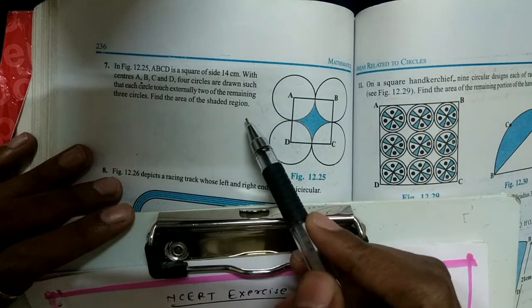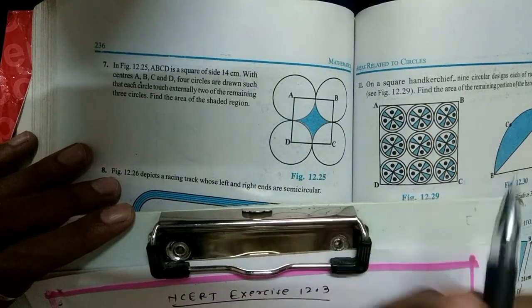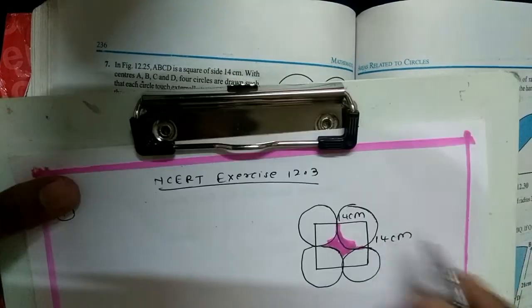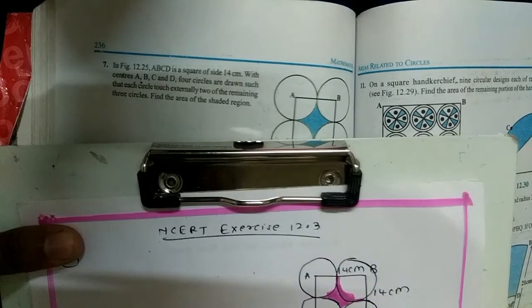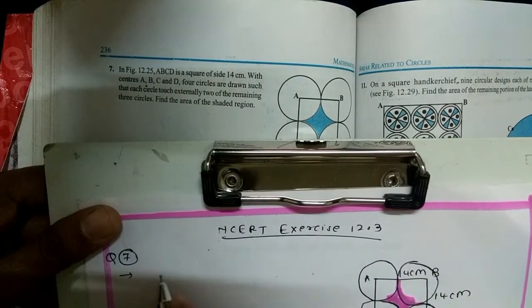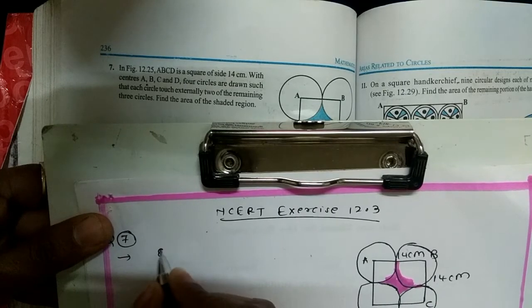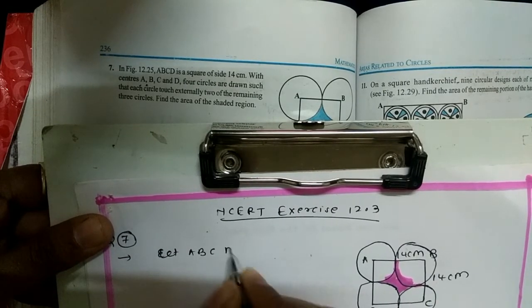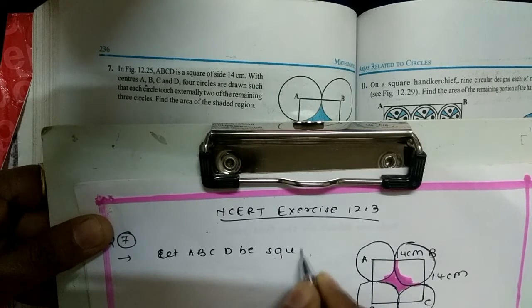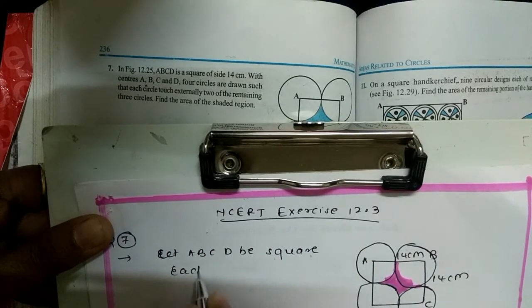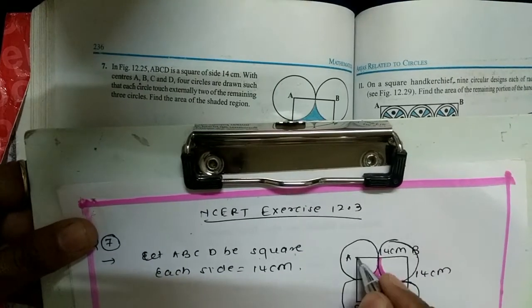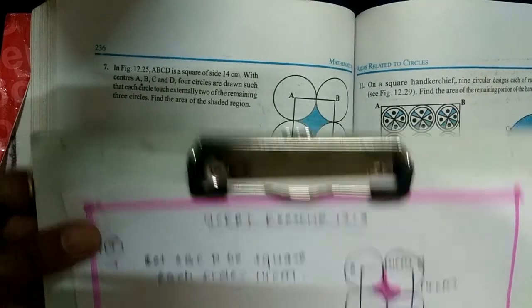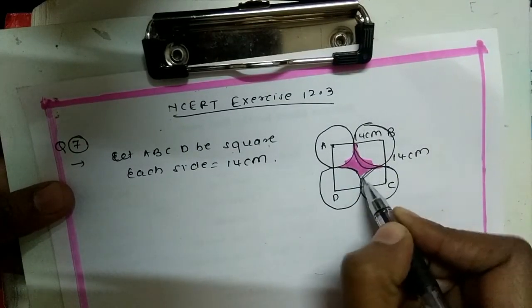Find the area of the shaded region. So let us find the area of the shaded region. I have drawn the figure here so that there is no need to look at the question again and again. So what we have to find out? First we'll write down the given things. Let ABCD be a square. Each side is given 14 centimeter, isn't it? And ABCD are the centers. So we have to find out the area of the shaded region.